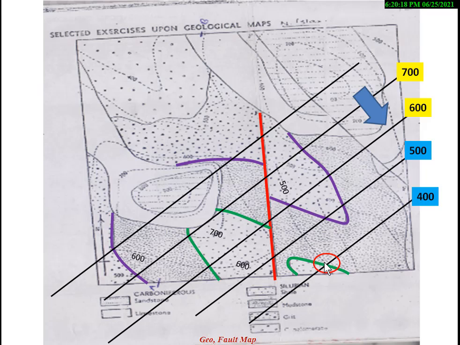Because this value is 500, but according to calculation it should be 400. So 100 is surplus here. With this rule, this portion is up throw and this portion is down throw. Okay. Now the throw, you just see 500 minus 400, 100 feet. Okay.